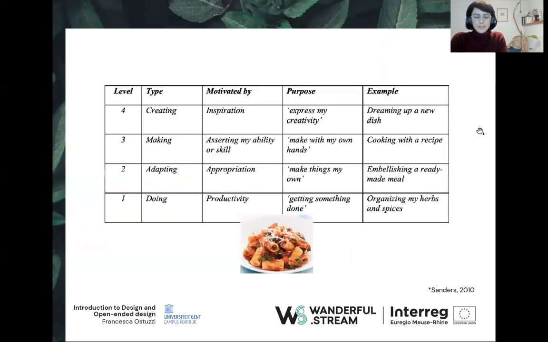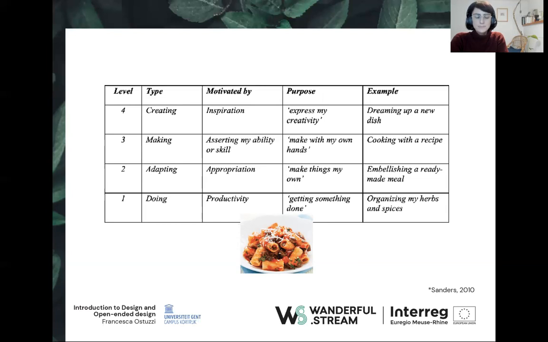Let me focus for a second on the example of cooking. As I said, everyone can design. Nonetheless, there are very different levels of design and creativity that we can align to. The lowest level is the level of doing. We are motivated by productivity and we want something to be done. For example, in cooking, organizing the herbs and spices on the shelves. This is at the lowest level of creativity, but nonetheless, it already can change reality. So we can reorganize things and still consider this a design act.